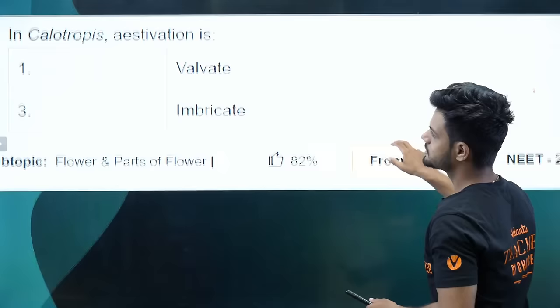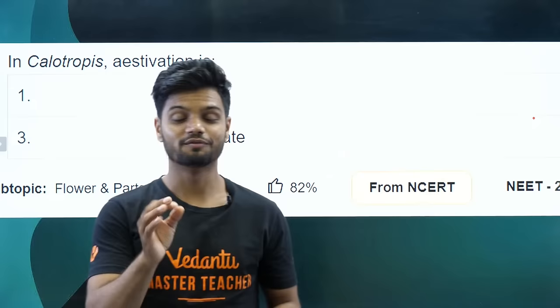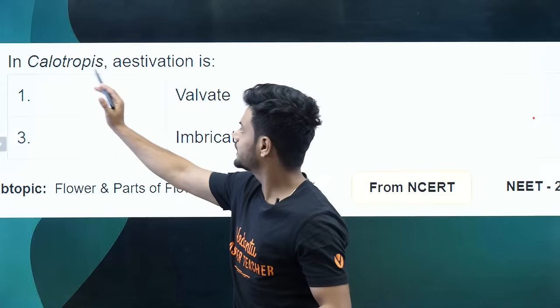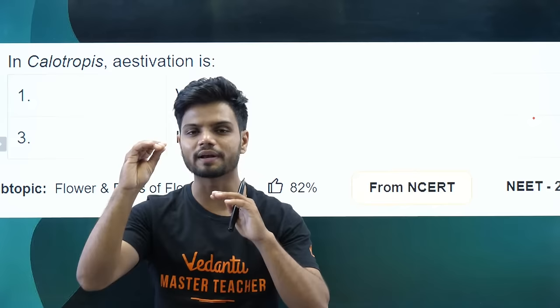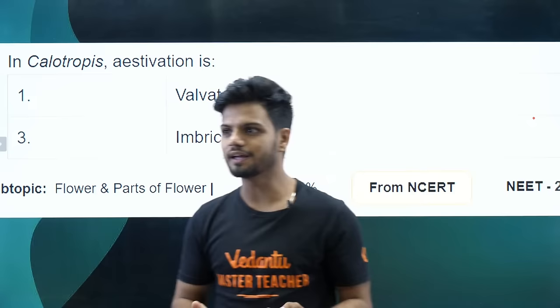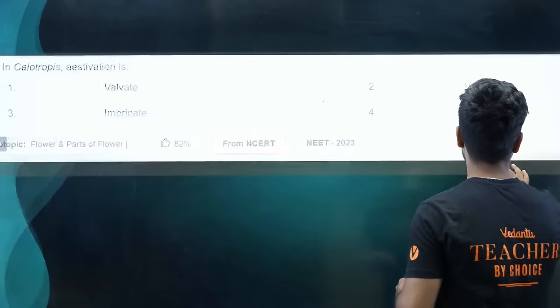Simple question, simple answer. Tell me. You have 5 seconds, answer the question. Calotropis estivation, I told you. Calotropis leaf is soft like velvet. I told you, right? Calotropis, the leaf is soft like a velvet. So estivation is going to be valvate estivation, right? Easy question, easy answer. Yes. It's going to be valvate.